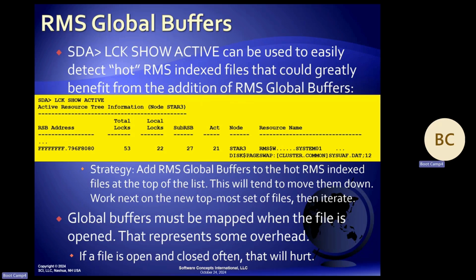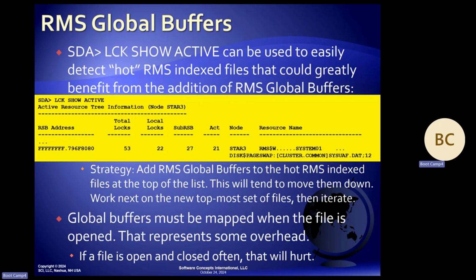And I turned on RMS global buffers, and that created a lot of overhead because every time they opened the file, they had to map the RMS global buffers, and every time they closed it, they had to unmap it. That makes the memory management spin lock go crazy. We ended up going back to the developers, and they changed the code so that the file could stay open during the day. That improved the efficiency of their system. But that's one thing to watch out for if your file is being opened and closed rapidly.